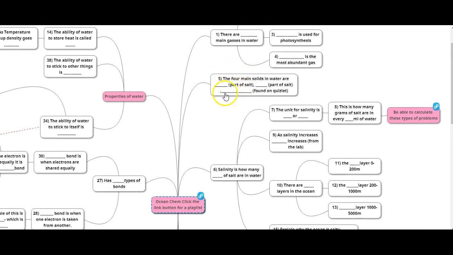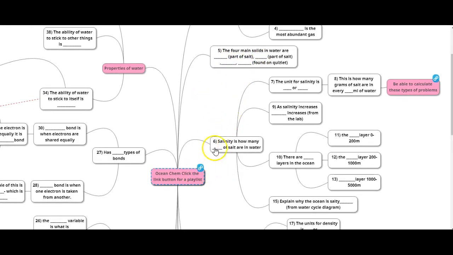This one I changed from the earlier periods, but just to clarify, four main solids in water are NaCl. Over here, and you can find this on Quizlet, so it's not in the notebook, it's in Quizlet. Also calcium, you don't have to put the plus right now, but just know Ca and CO3. You don't have to put the CO3 minus.